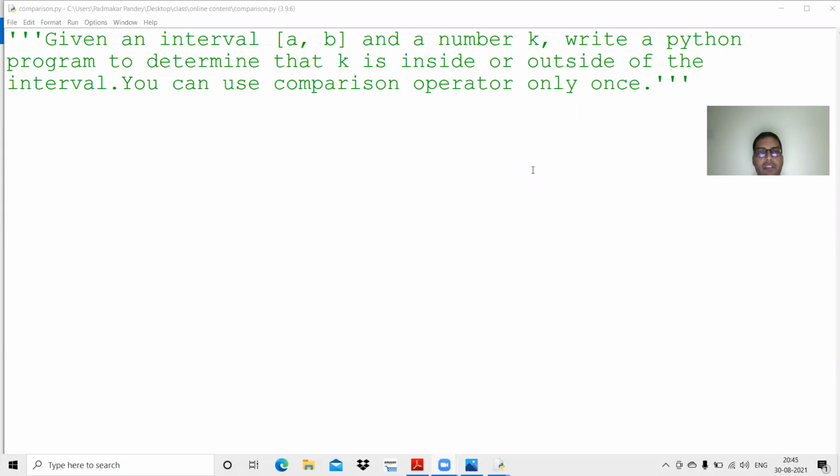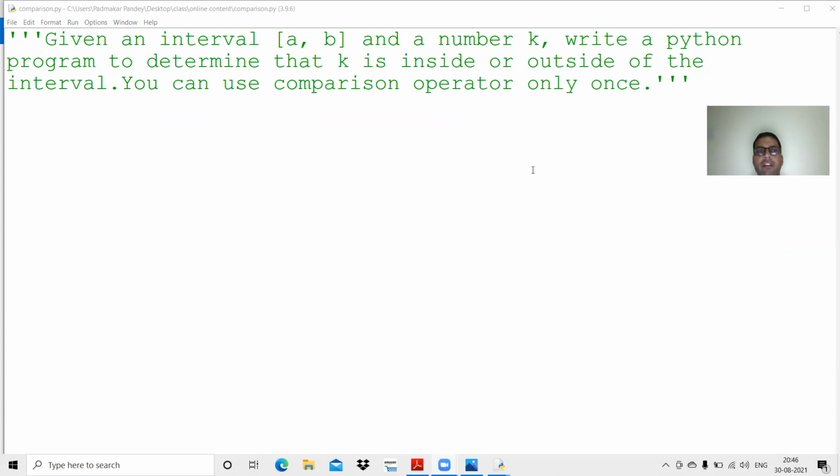This problem is based on chapter number 1 and 2 of our textbook. So the problem is: given an interval a comma b and a number k, write a Python program to determine that k is inside or outside of the interval. You can use comparison operator only once. So you can see this problem is very easy.